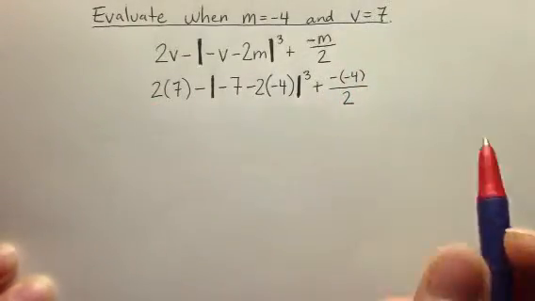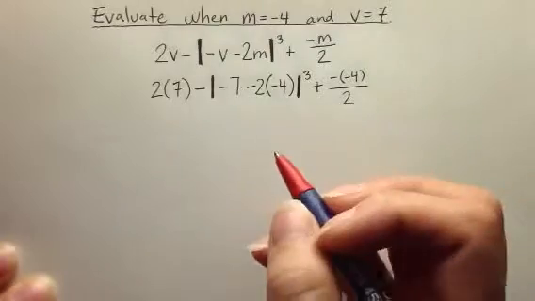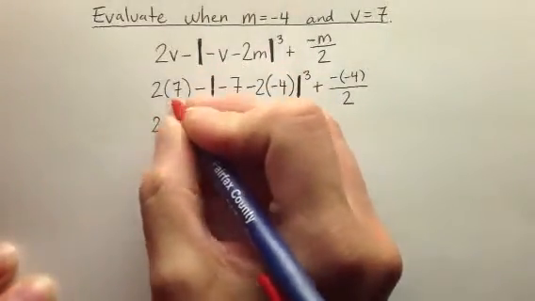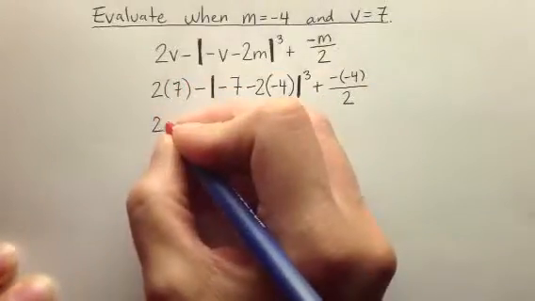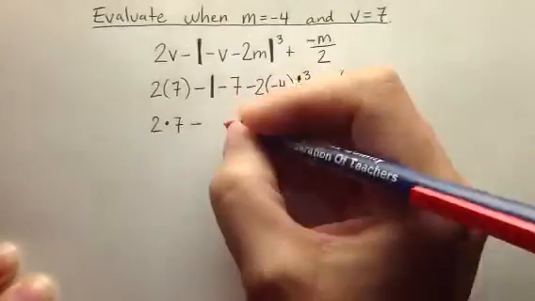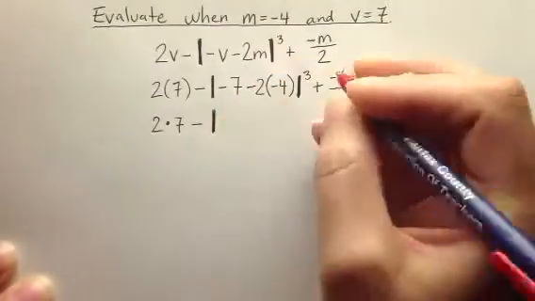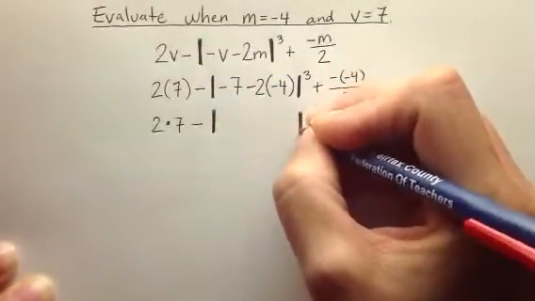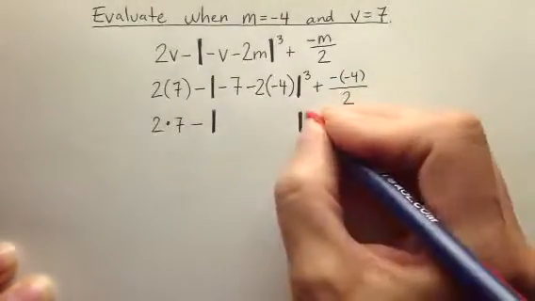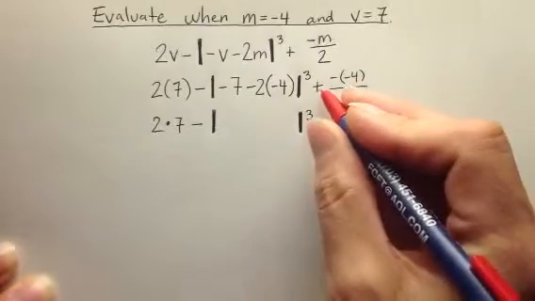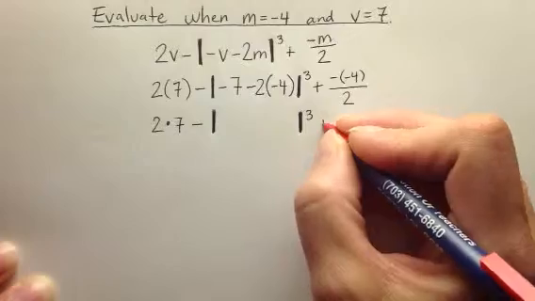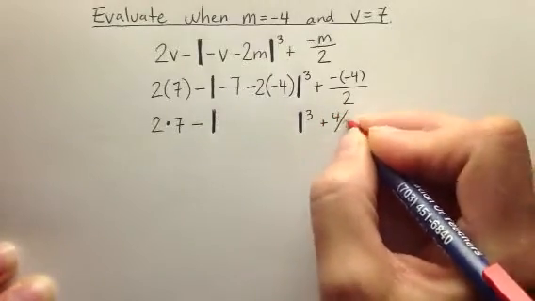Okay, so I'm going to begin by simplifying things here. Let's see. 2, I don't really need these parentheses. If I put a little dot, that works the same. 2 times 7 minus the absolute value of, I know I'm going to do that first. That's going to be parentheses. Let me come back there. And then plus, this is the opposite of negative is positive, so plus 4 divided by 2.